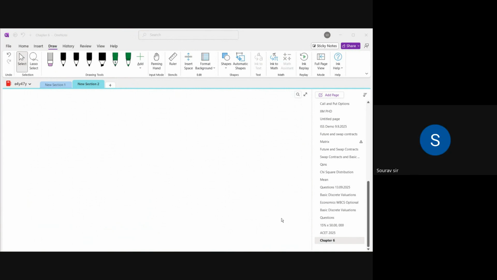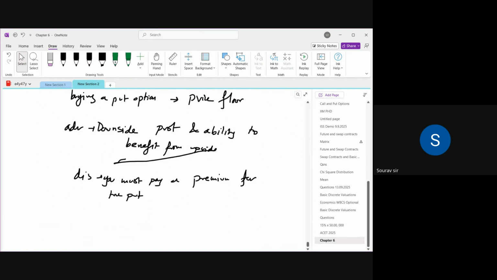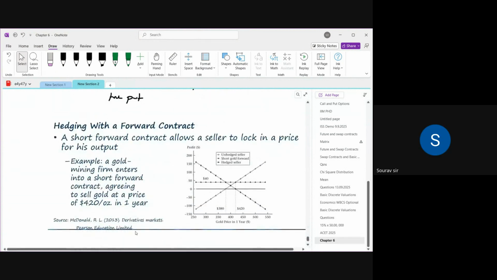Next, buying a put option. I'm on slide number 66. So what is a put option? A put option gives the right to sell at a specified strike price. You buy a put, and a seller can guarantee a minimum selling price while still being able to benefit. Let's see your diagram. A gold mining company is worried that gold price may fall. So they're buying a put option with strike 420. Now what is the premium cost? 8.77. Exactly.